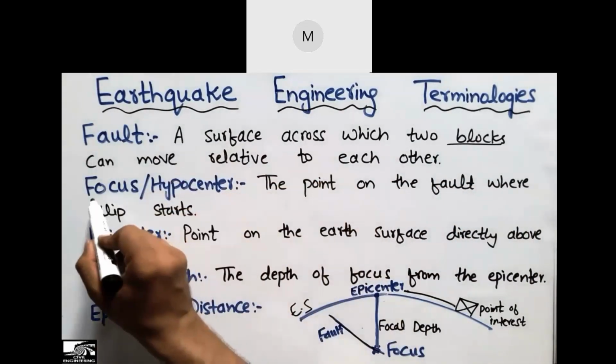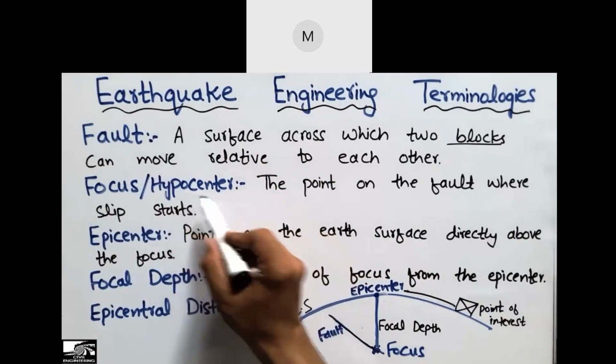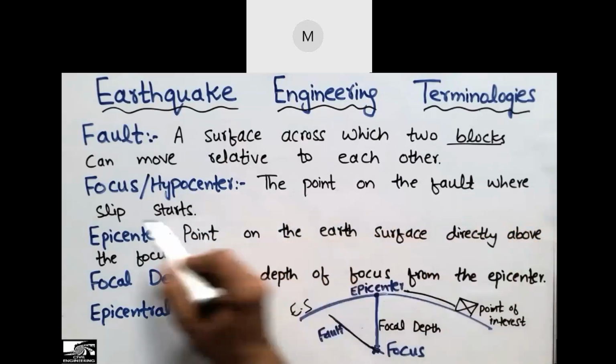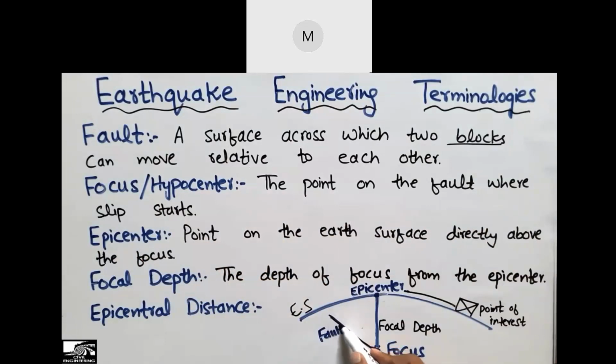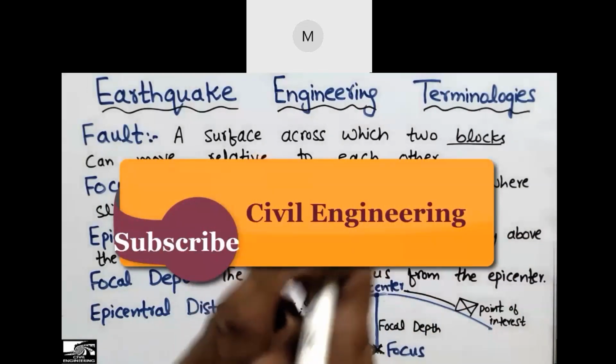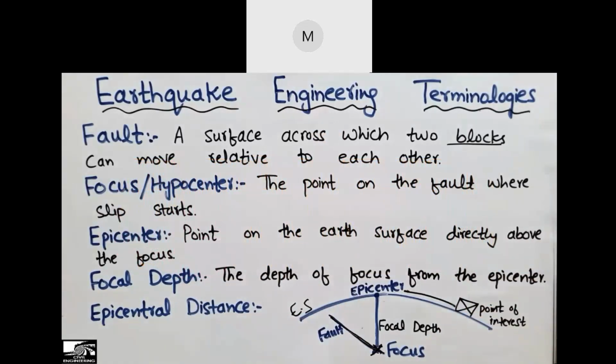Now the second one is the focus or the hypocenter. These are synonyms of one another, focus or hypocenter. It can be defined as the point on the fault where the slip starts. So it is the point on the fault, like this is the fault line, for example. You can see here, this is the fault. So the point on the fault where your movement of slip starts, this point is known as the focus or the hypocenter.